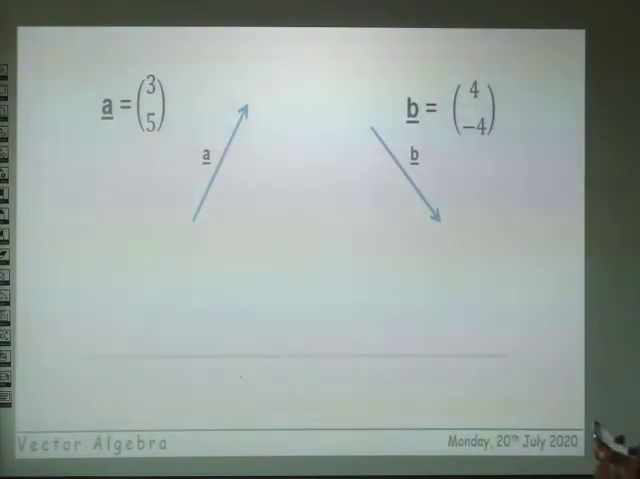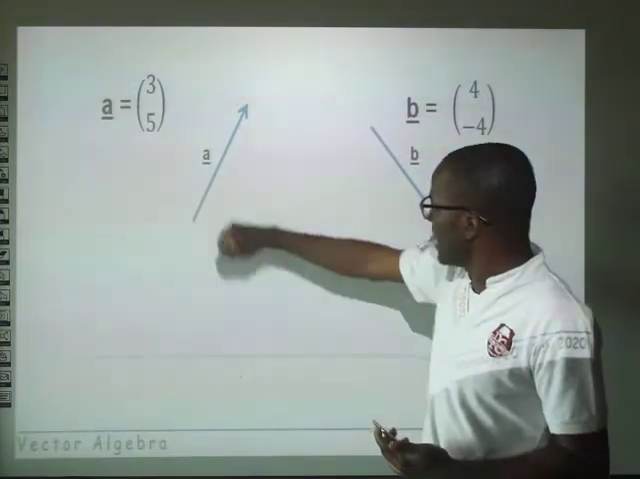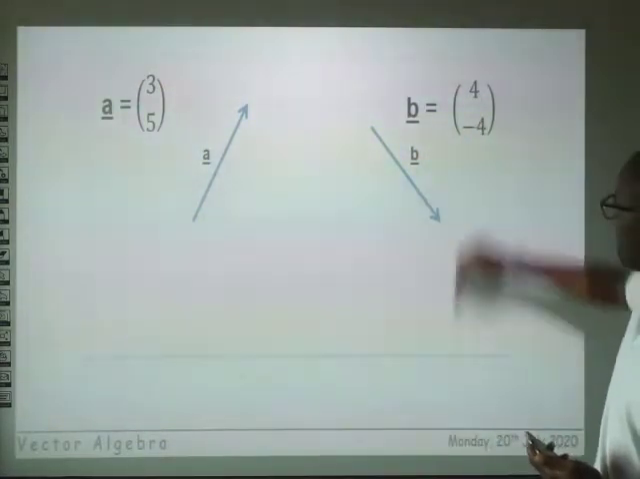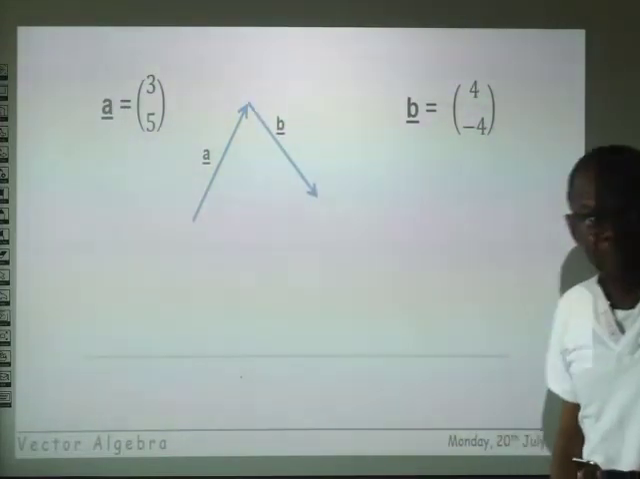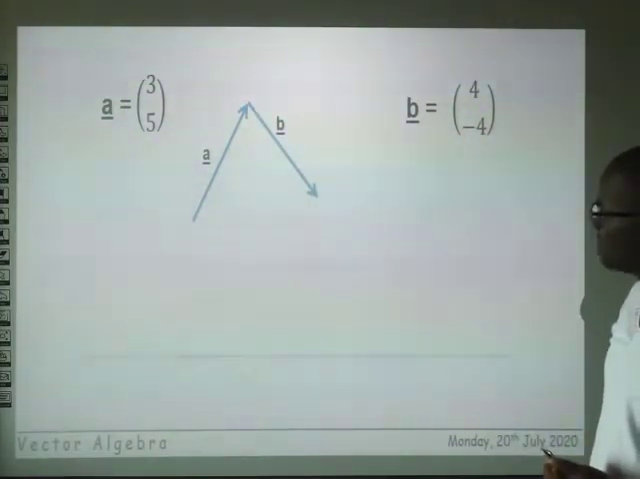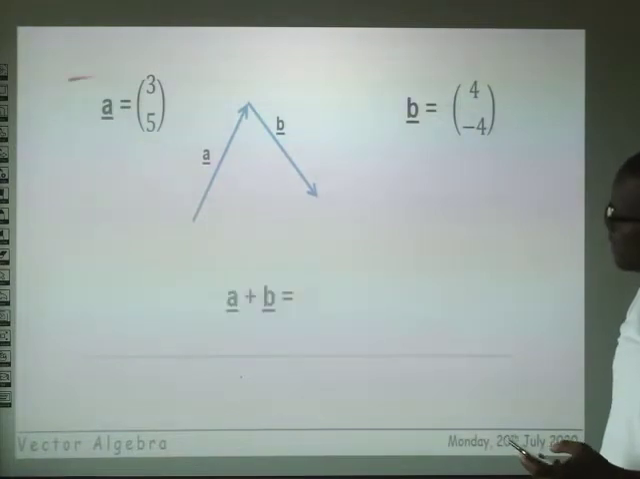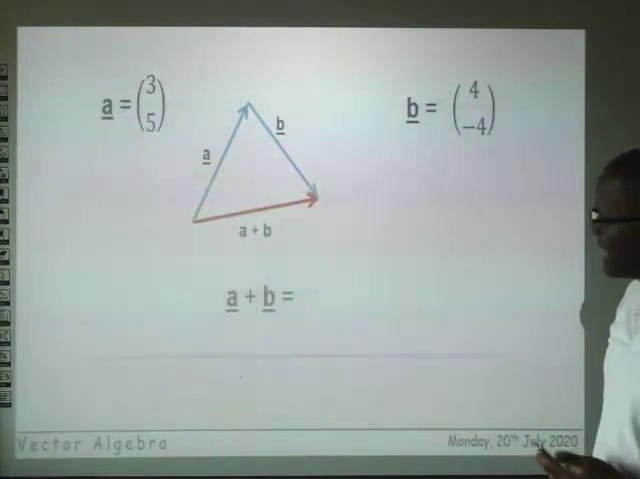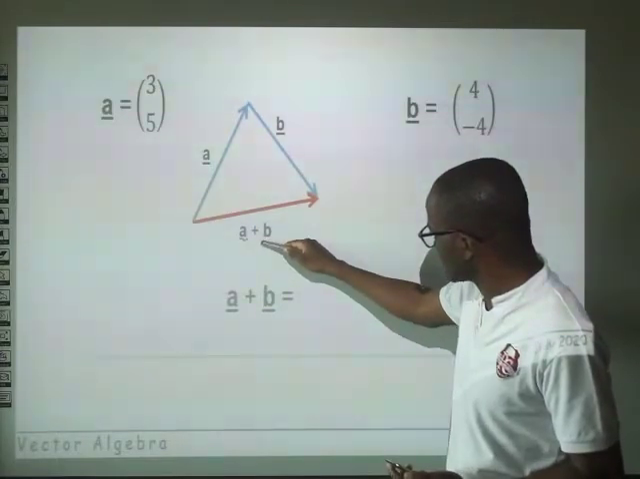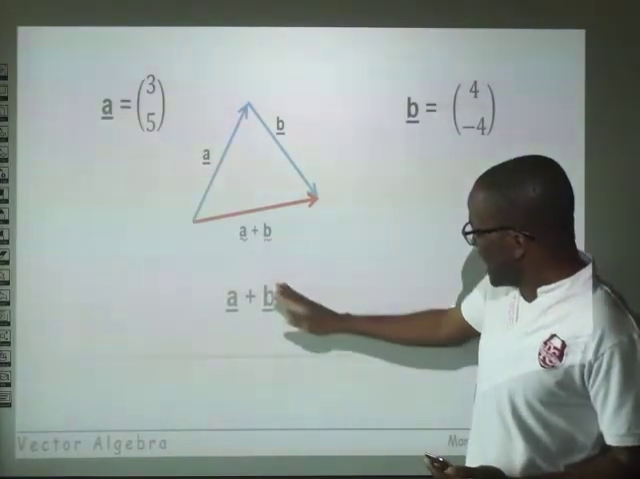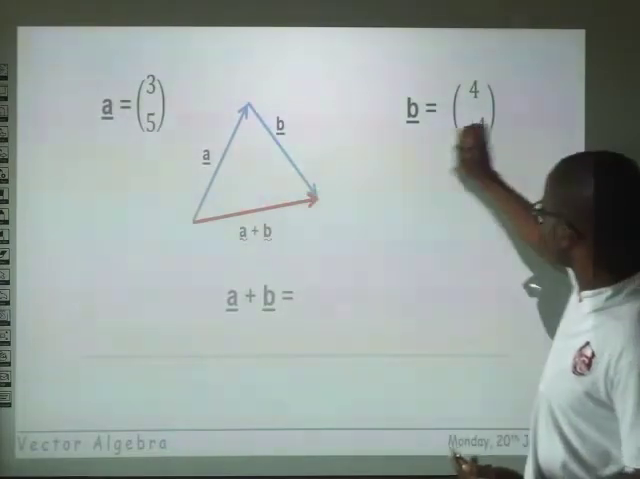Okay, now again we have the vectors A and B. A is (3, 5), and B is (4, -4). Let's see what happens if we combine the two vectors together. When you combine A and B, you get A plus B. Now use the component form.